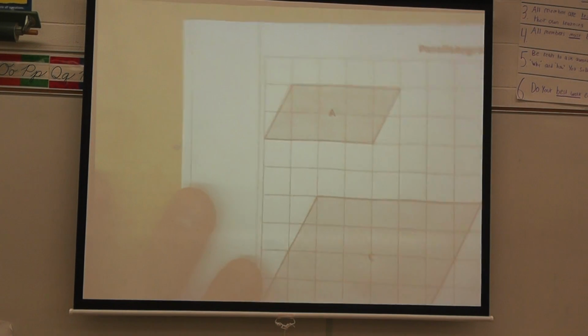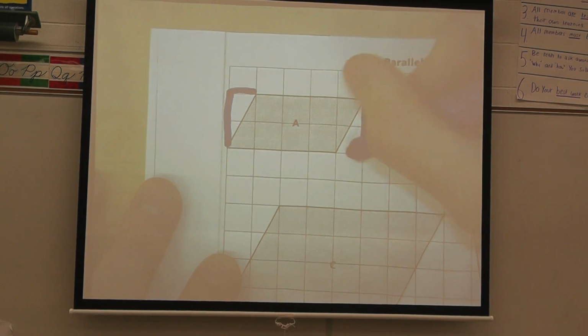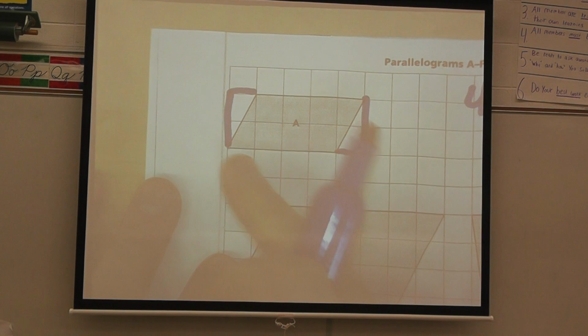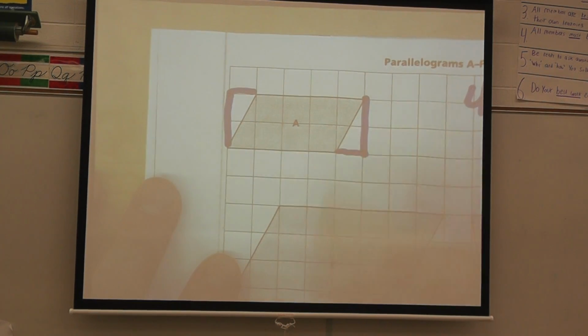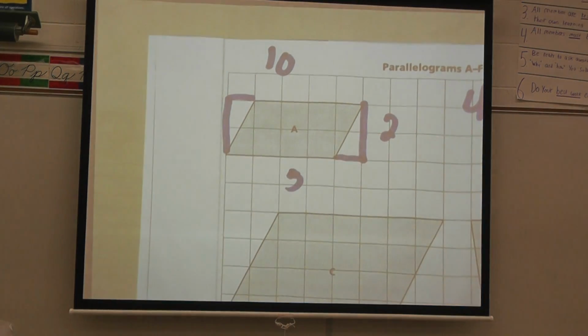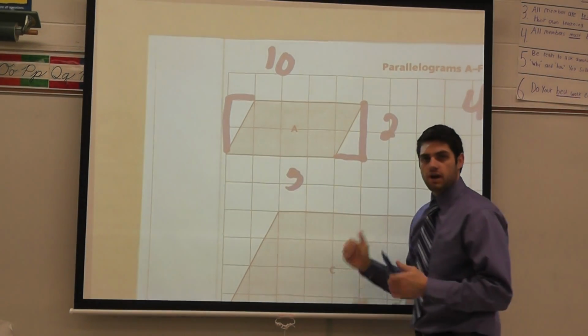Another way I could have done this one, make sure we're able to see it, is I could pretend it's a giant box around the entire figure. Now let's say I count 1, 2, 3, 4, 5. I'm going to say this is a 5 by 2. Okay? So right now I have 10 centimeters squared because I'm pretending this is a 5 by 2 rectangle.